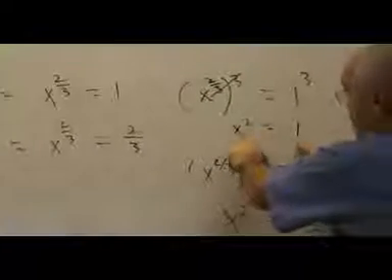Now I still have x squared rather than x. If I take the square root of both sides, I now have x, and I have x equals plus or minus 1. Okay? That one was done.